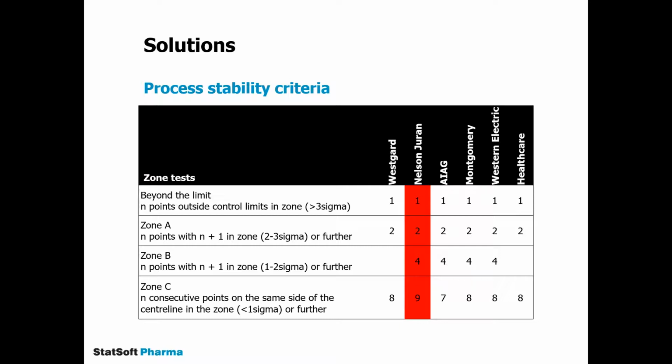Zone B: 4 out of 5 consecutive points in zone from 1 to 2 sigma or further. It detects a small shift of the process from the average, increases sensitivity of the control chart without generating too many false signals. Test zone C: 9 points on the same side of the center line. It detects a small persistent shift in the process from the average, most commonly used for its simplicity.